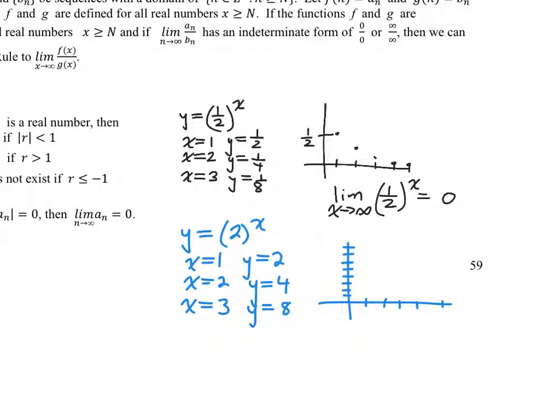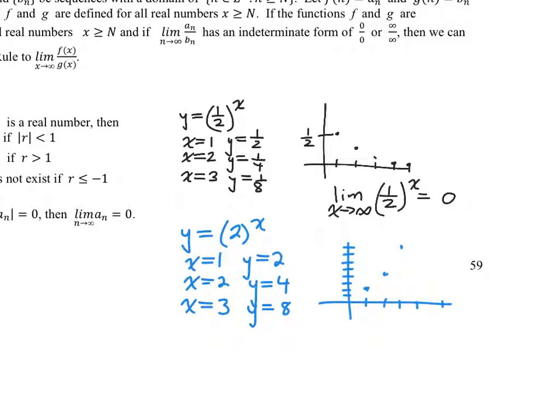So if I plot 1 against its y value, it would be 1, 2. 2 would give me a 4. 3 would give me an 8. But then it wouldn't take too long before we're off the chart here. So we'd have 16. Now I'm not even going to plot it, but it would be somewhere in this neighborhood. 32 somewhere in this neighborhood.